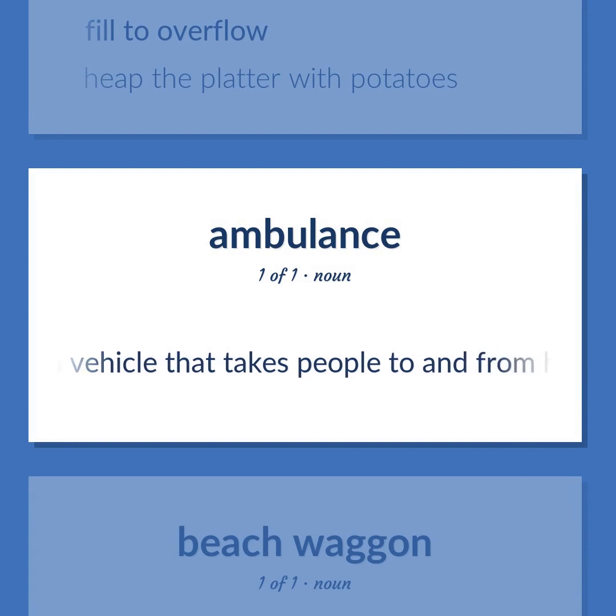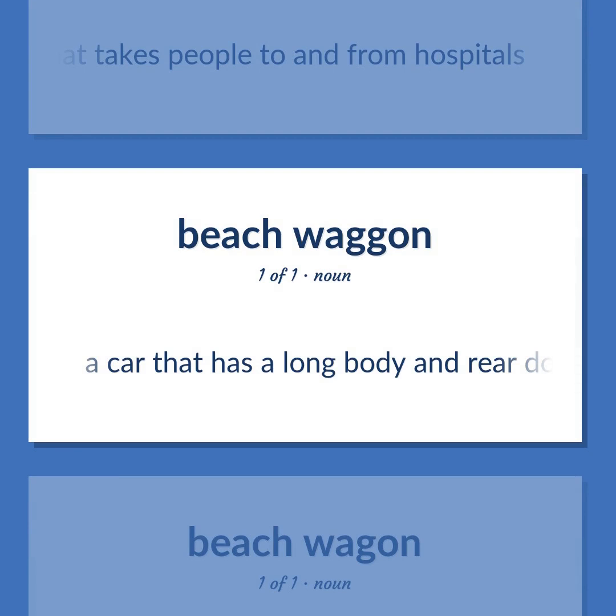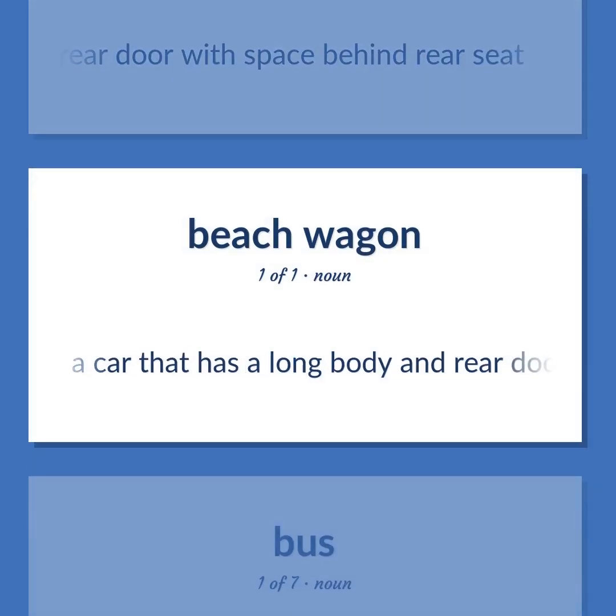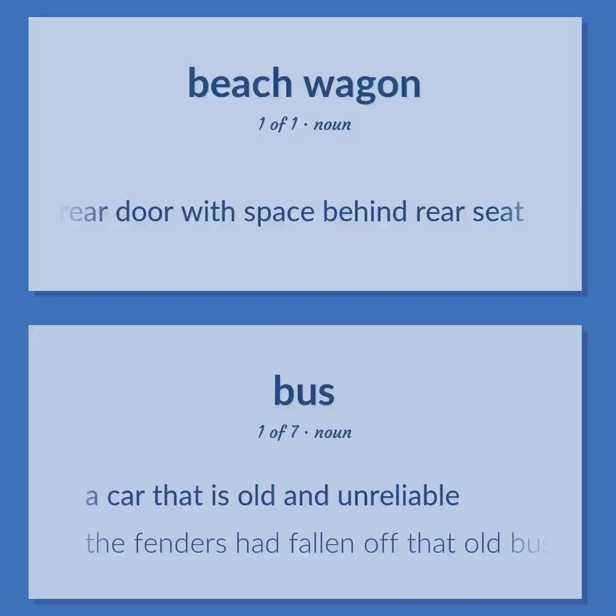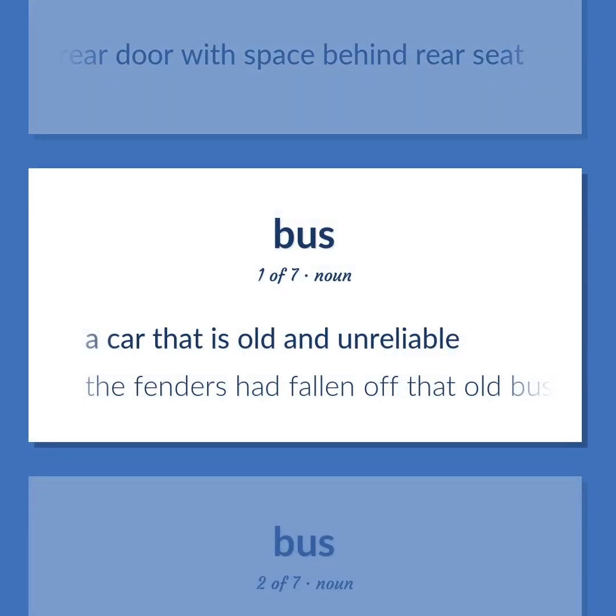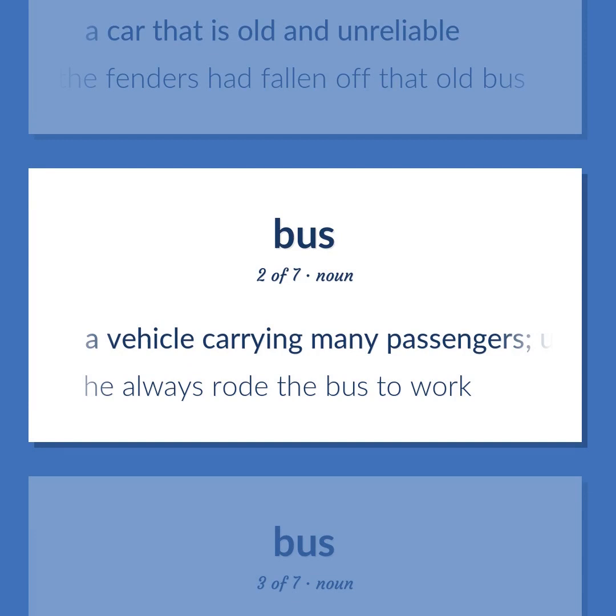A vehicle that takes people to and from hospitals. A car that has a long body and rear door with space behind rear seat. A car that is old and unreliable. The fenders had fallen off that old bus. A vehicle carrying many passengers, used for public transport. He always rode the bus to work.